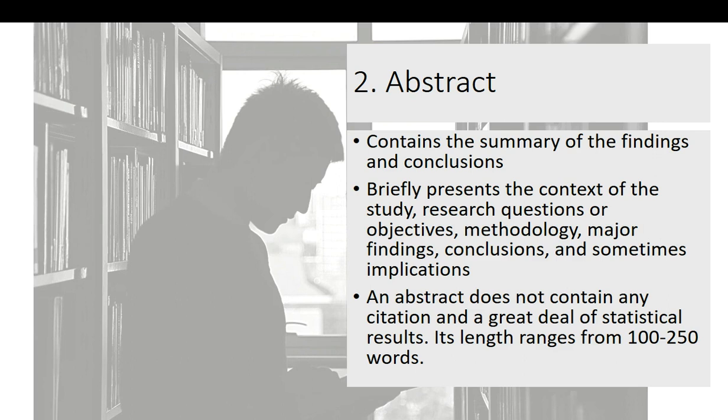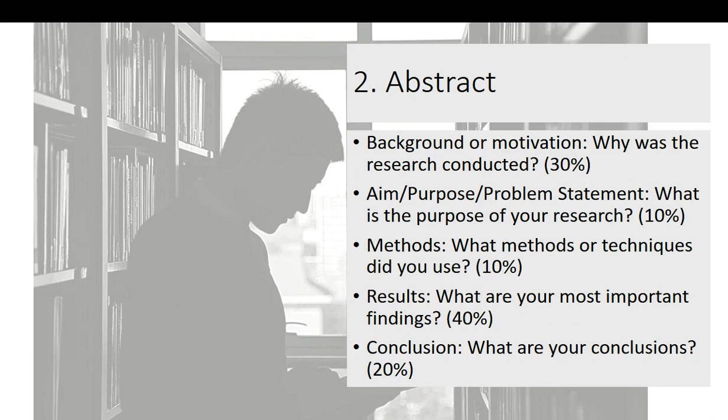An abstract does not contain any citation and a great deal of statistical results. Its length ranges from 100 to 250 words. Okay, so that is the abstract. In constructing the abstract, it follows a certain format.